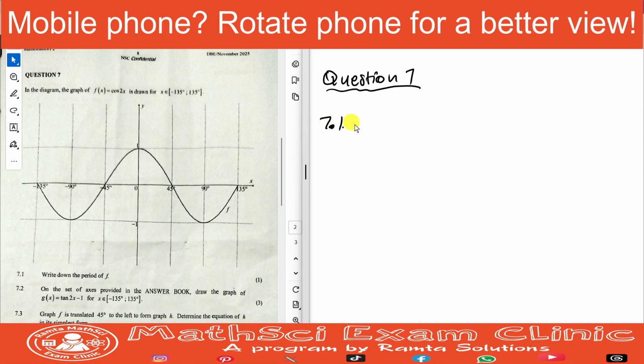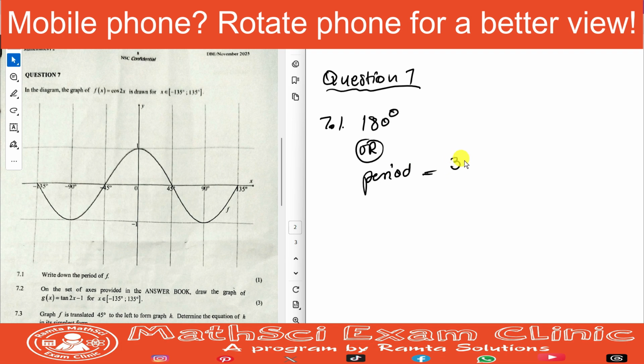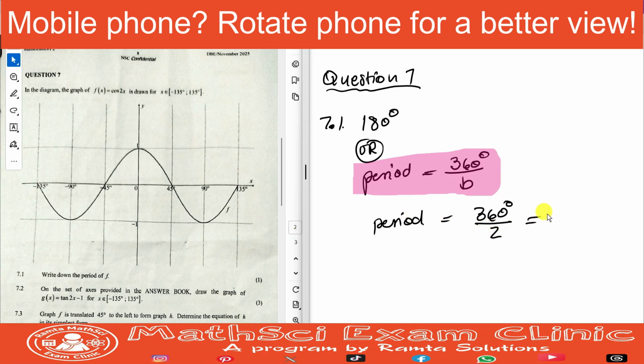7.1. The period is, we can simply say 180 degrees. Or we can just use the formula. Period equals, this is cosine, so you must say 360 degrees over b. This is what you know, right? Now you can say, okay, your period is 360 degrees over, what is b? B is the coefficient of x, which is 2. And this will give you 180 degrees.